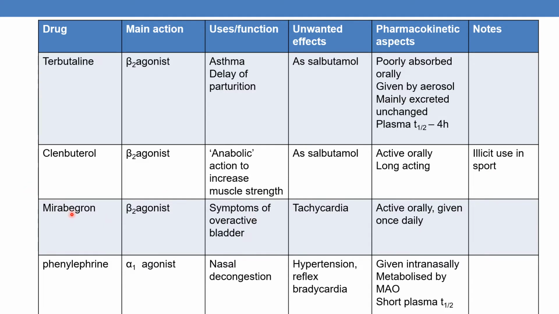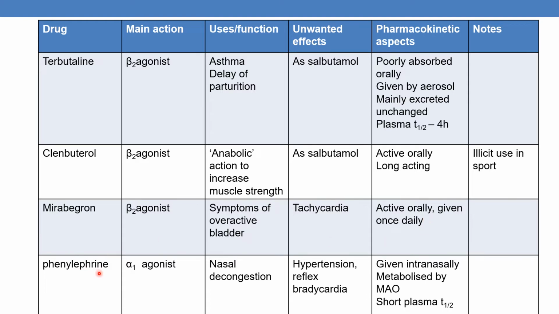The next is mirabegron. It is also a beta agonist. It is used to treat symptoms of overactive bladder. Unwanted effects are tachycardia, and this is also active orally and given once daily.